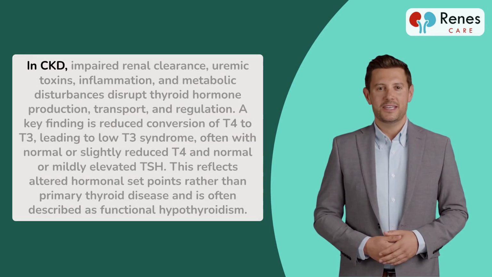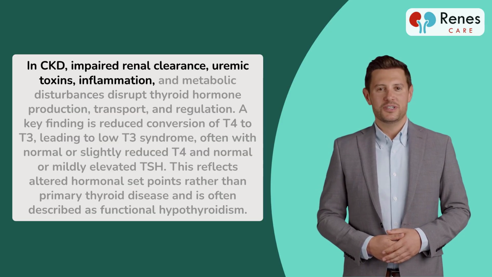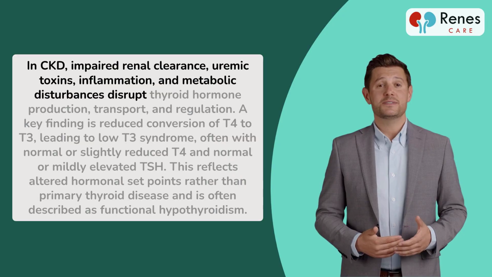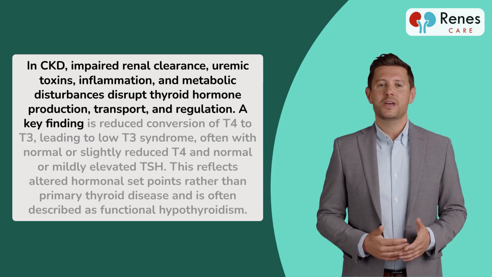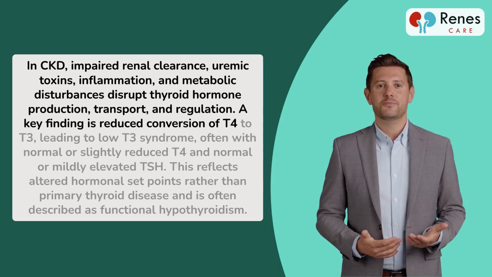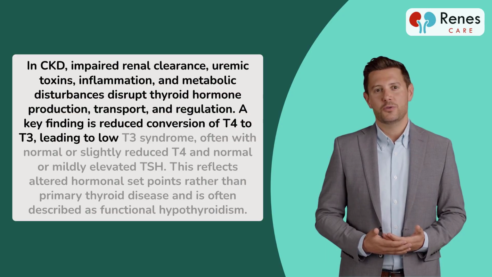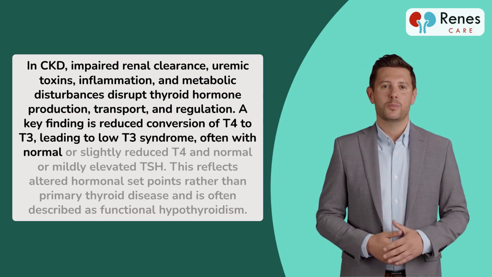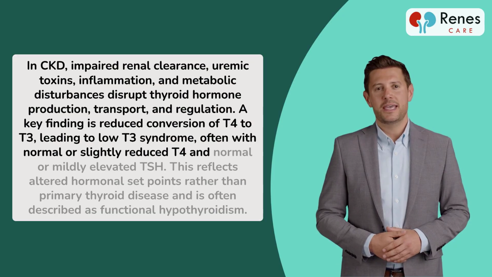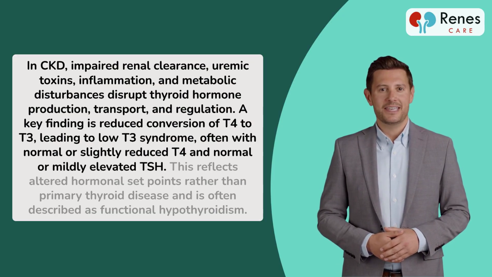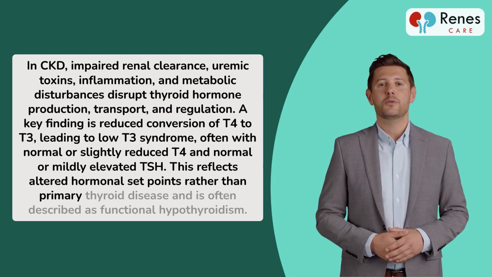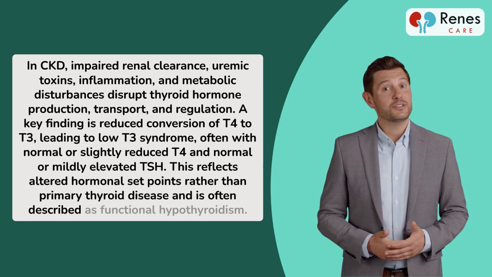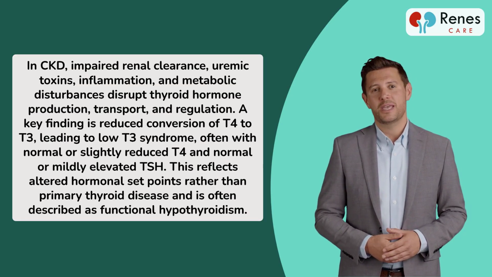In CKD, impaired renal clearance, uremic toxins, inflammation, and metabolic disturbances disrupt thyroid hormone production, transport, and regulation. A key finding is reduced conversion of T4 to T3, leading to low T3 syndrome, often with normal or slightly reduced T4 and normal or mildly elevated TSH. This reflects altered hormonal set points rather than primary thyroid disease, and is often described as functional hypothyroidism.